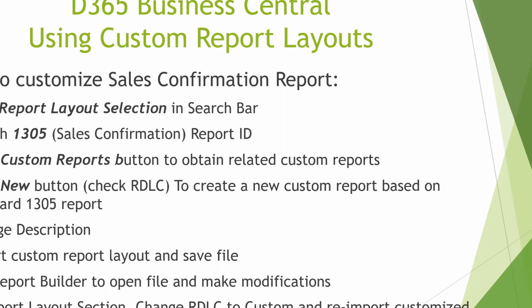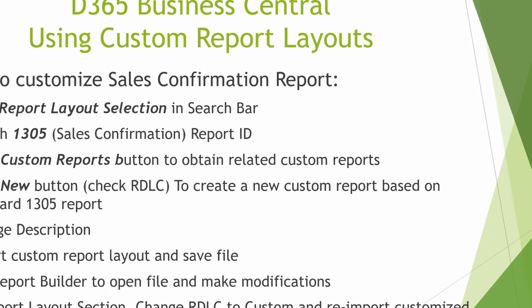1305 is the object ID, the identification for the sales confirmation report. After we have identified the report, we will click the Custom Reports button, and that Custom Reports button will show us the listing of any customized reports which have already been made against report 1305, the sales confirmation report.